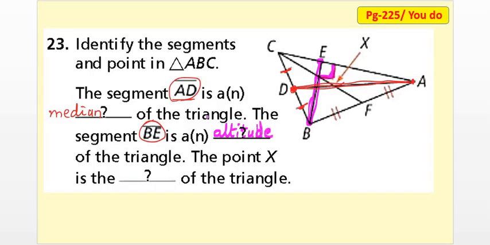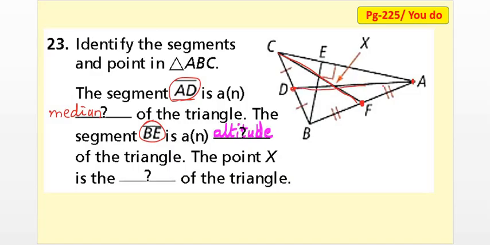Okay, now the third one, they are saying the point X. What is the point X called? I'll erase everything from here now to show you what is point X. Now look at this here. This is the median. This CF is one of the medians, and this AD is the second median.